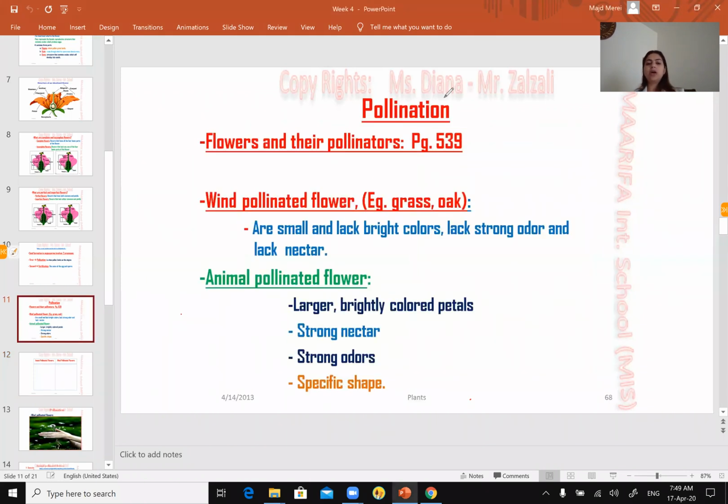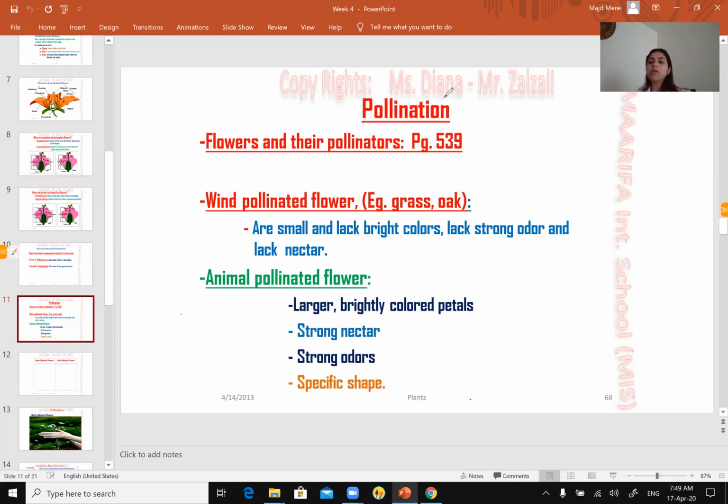Insect or animal pollinated flowers are larger in size, with brightly colored petals, strong nectar, strong odors, and a specific shape, while wind pollinated flowers are small and lack the bright colors, the strong odors, and the nectar. Okay, keep in mind the shape also, the style, the stigma, whether it is exposed to wind or not, the stamen, whether it is long or short.